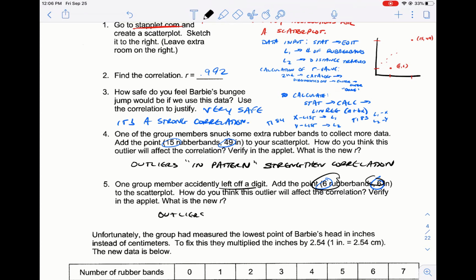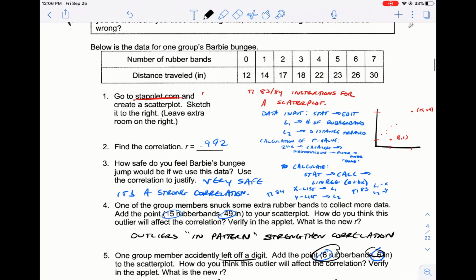So outliers out of pattern weaken correlation. And that's a good general rule for us to talk about. So let's talk about that scatter plot for just a second here.